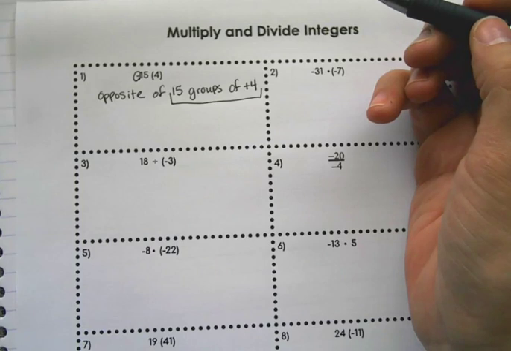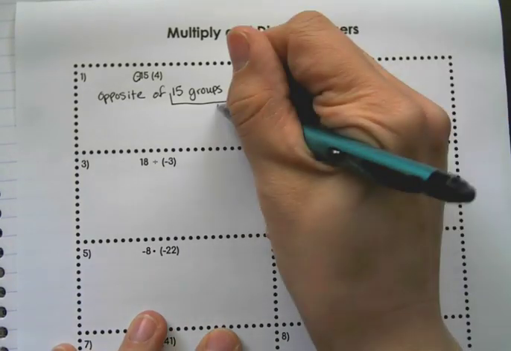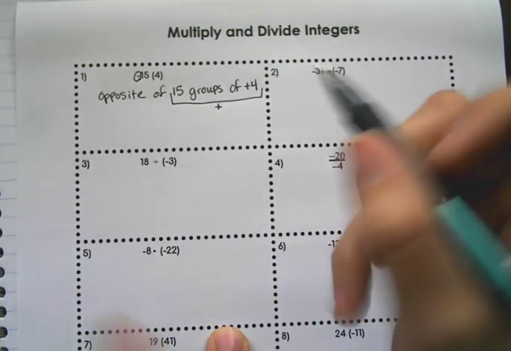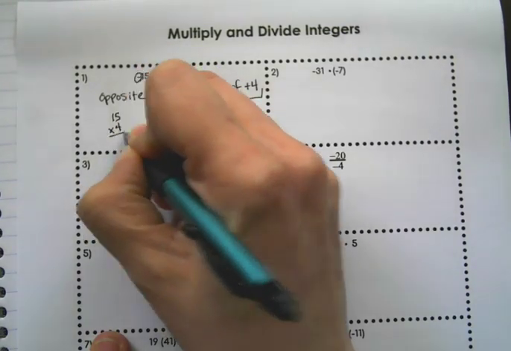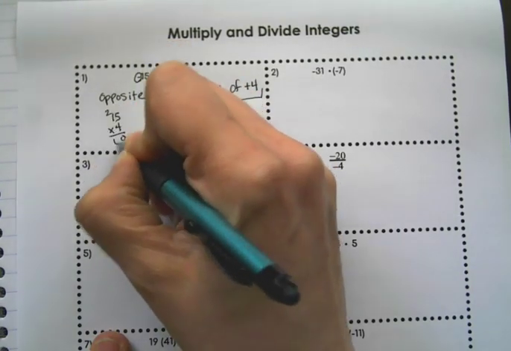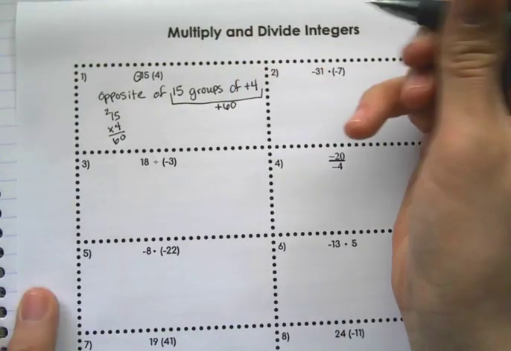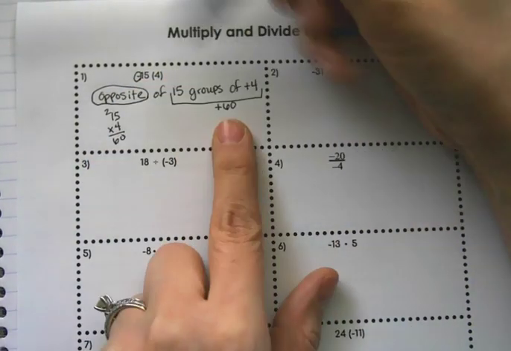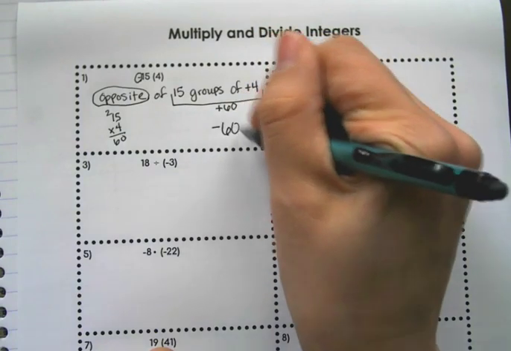Now, if I have 15 groups and there's only positives inside of my groups, then I know that the answer to this is going to be a positive. So then I would just take 15 times 4, and I get 60. So I know that this is positive 60, and then I need to remember to go back and take the opposite of that. So the opposite of positive 60 is negative 60.